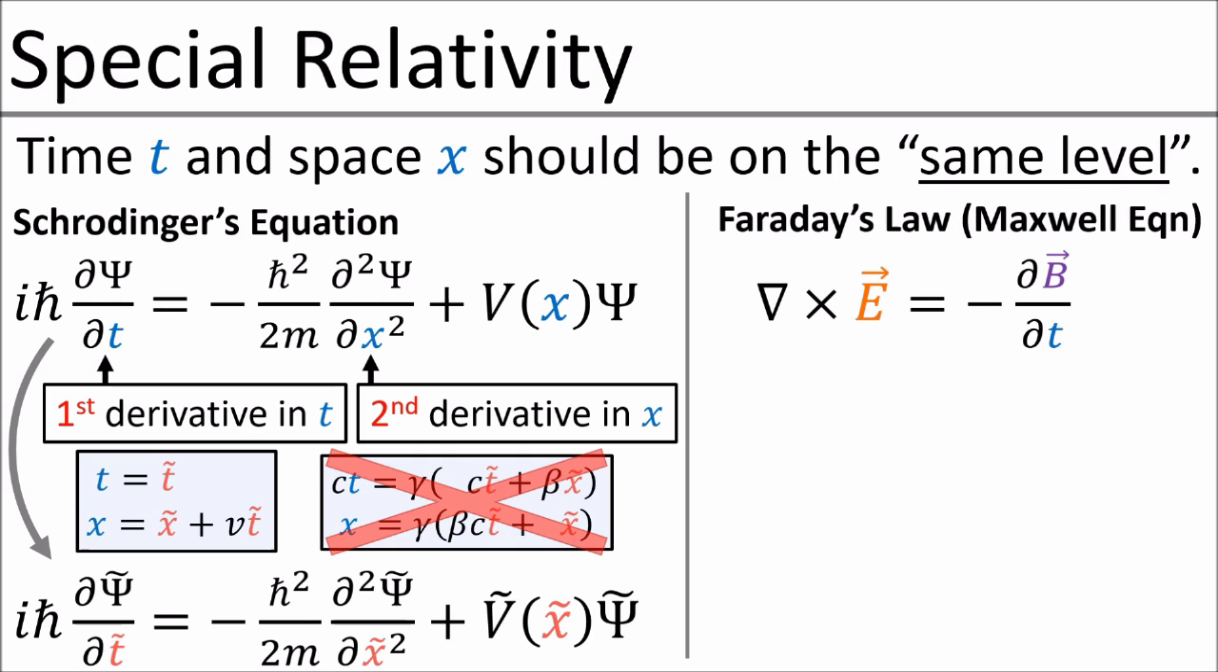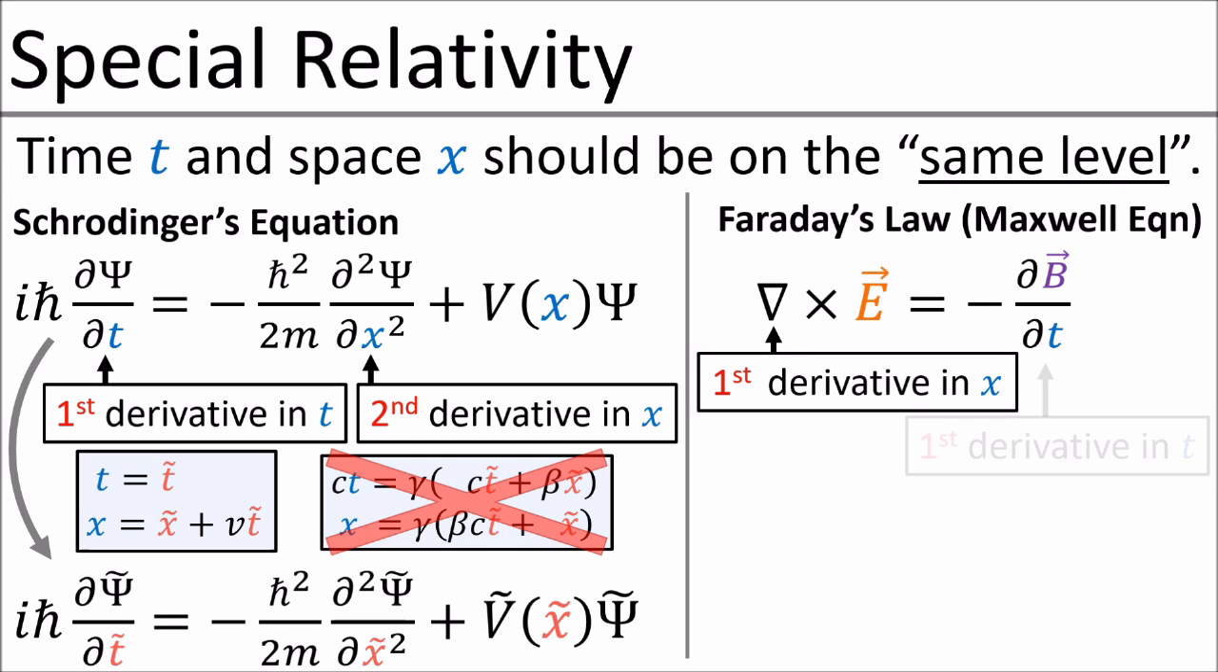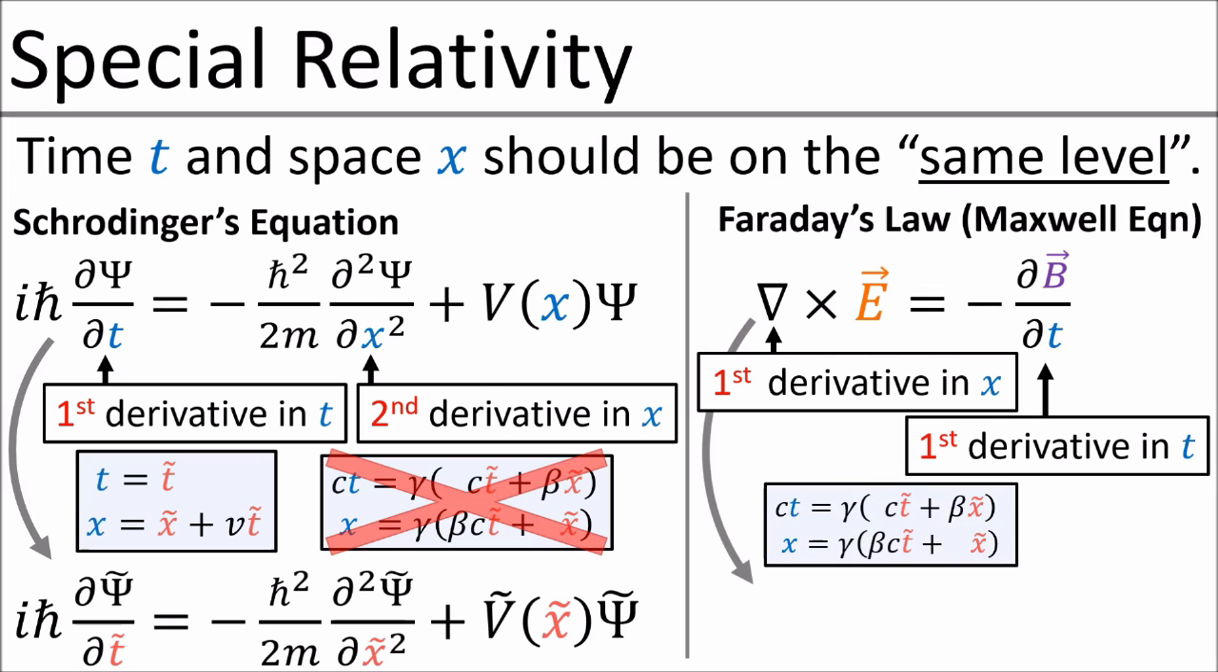This contrasts with Maxwell's equations for electricity and magnetism, where time and space have the same number of derivatives. Maxwell's equations retain their form when we transform them with Lorentz transformations, so they are compatible with special relativity.